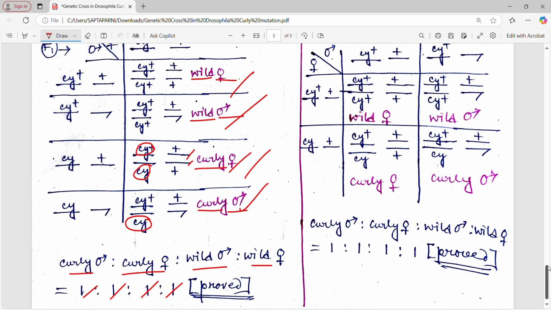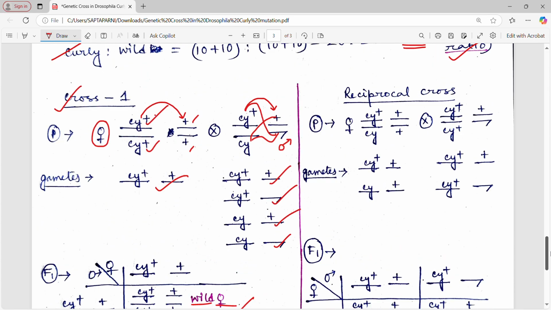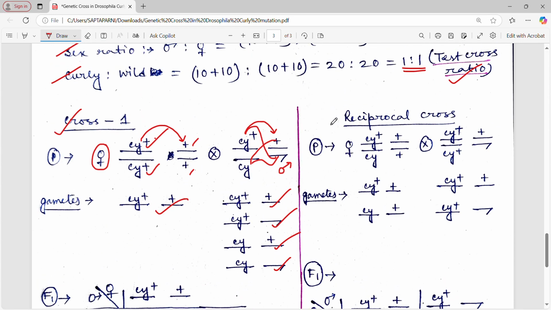Okay, which is given in your question. See here, the ratio should be 10:10:10:10. So 1:1:1:1. So the ratio is proved. So the cross is correct. Okay. Now we can also do the reciprocal cross, and from this we will also get the same result.